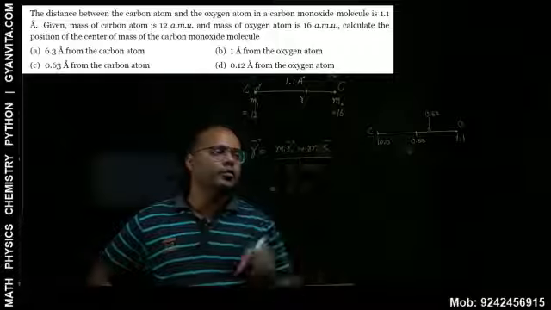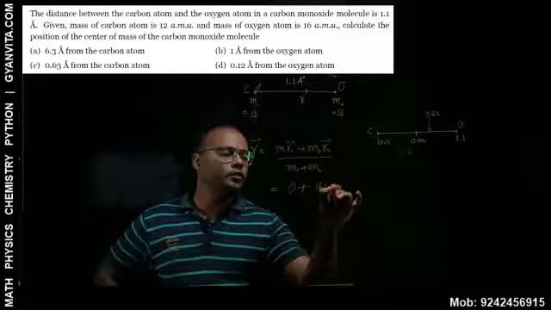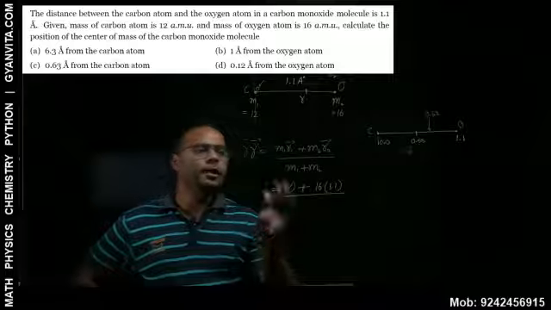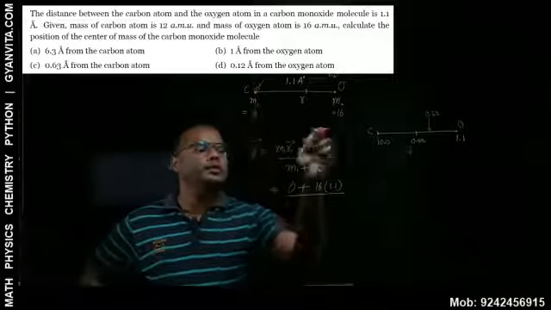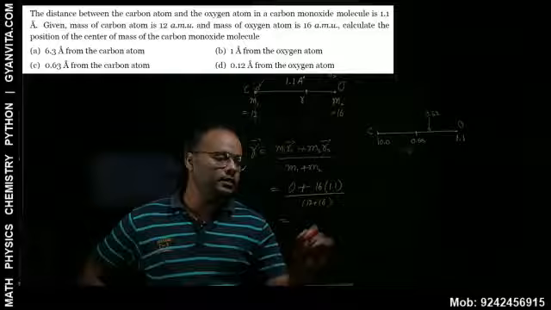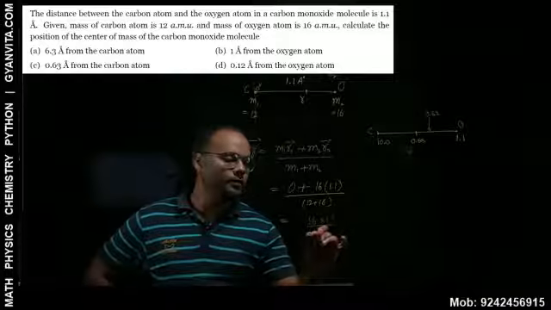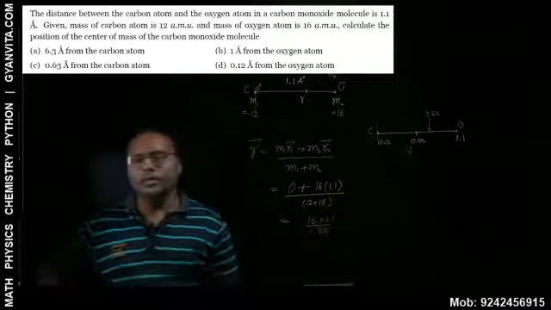Second, M2 R2. M2 is how much? 16. Into R2, what? 1.1. Divided by M1 plus M2, that is 12 plus 16, that is 28. So this is equal to 16 into 1.1 divided by 28. So that is your answer.